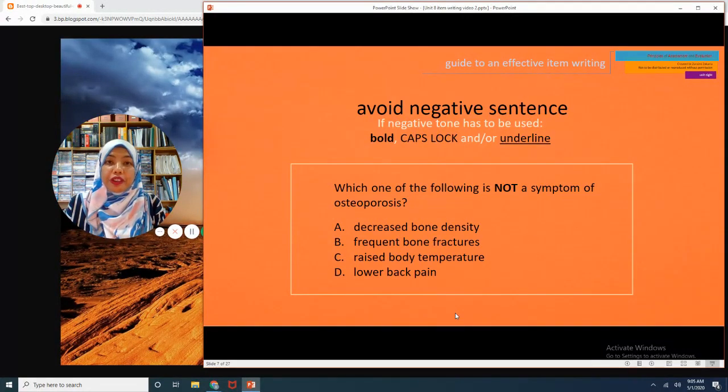Now, if you cannot avoid the use of not in your item, some experts in item writing agree that you can include the word not in your stem, but please make sure that it is either bold, in capital letters, or underlined to make sure that it is not missed by students when they read your stem. Now, moving on.